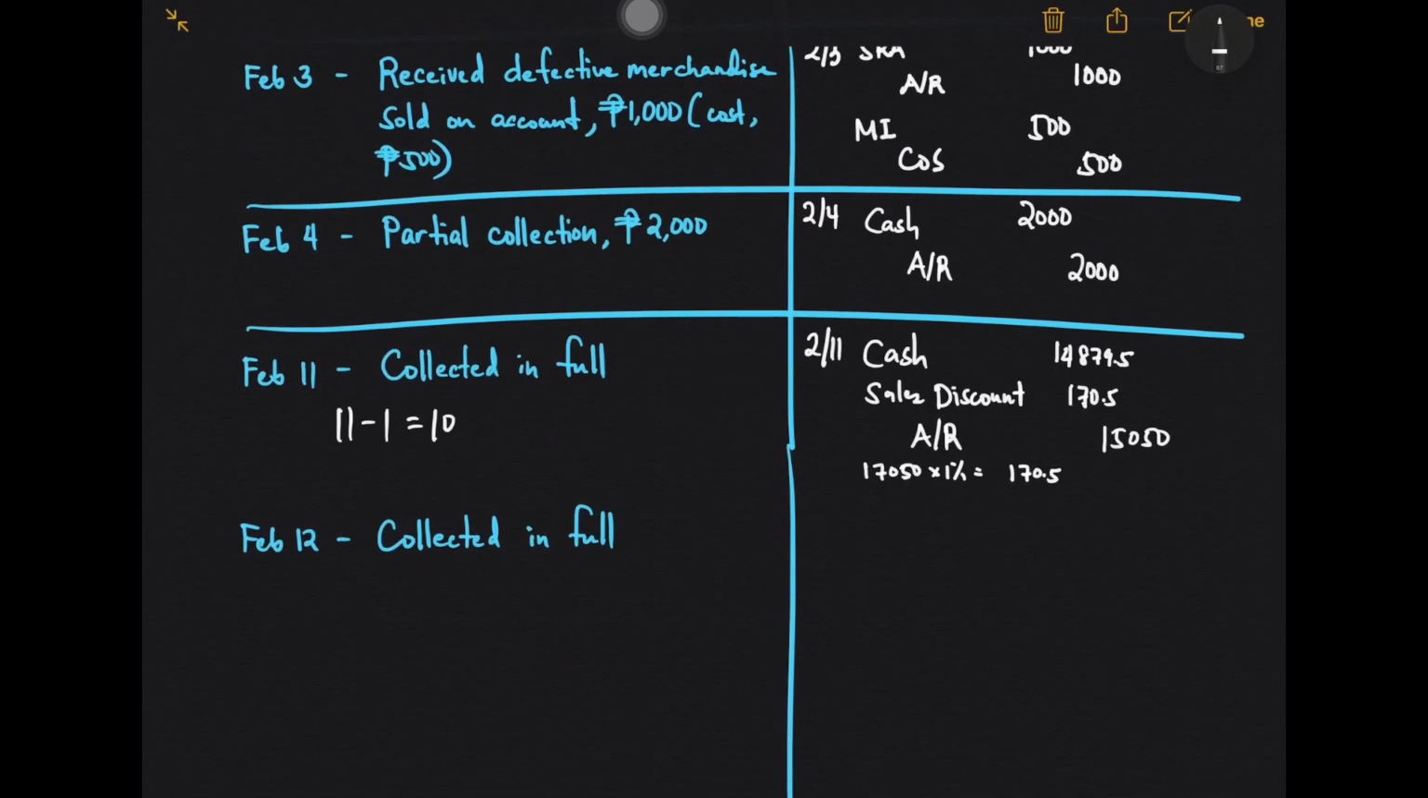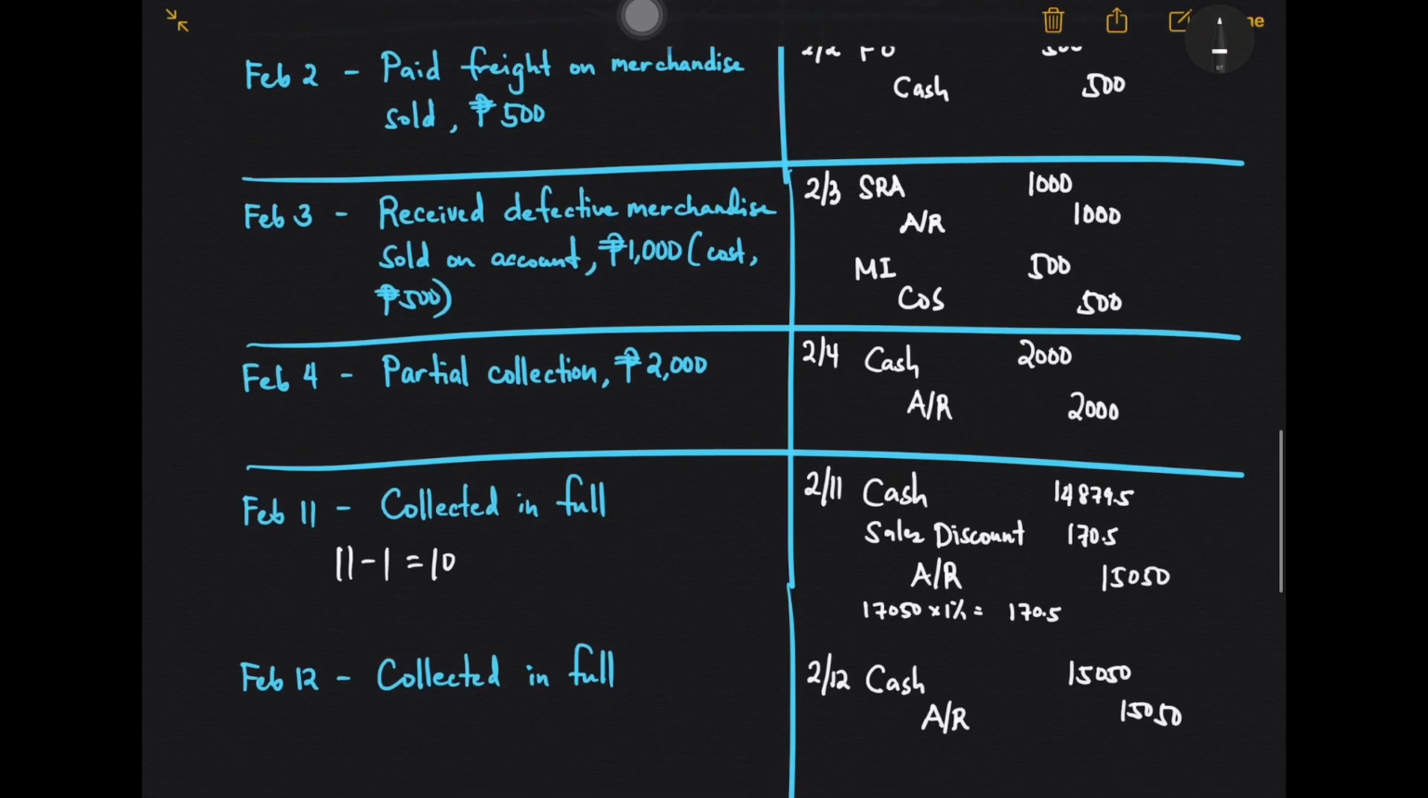What if the buyer pays beyond the discount period? What's the entry of the seller? Let's say on February 12. The entry would be debit cash, credit AR, 15,050. And that's it for this video. Thank you.